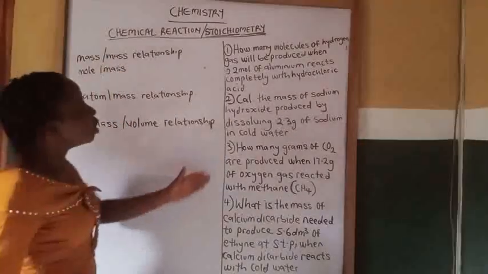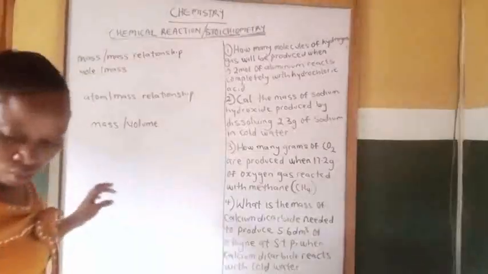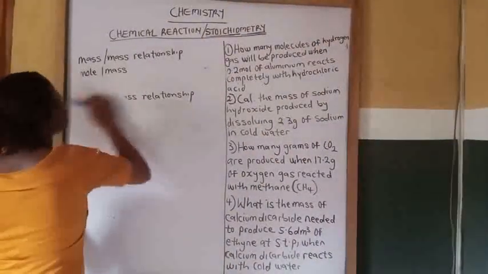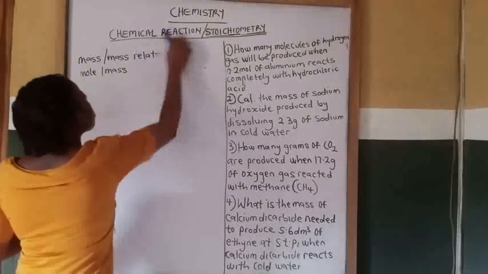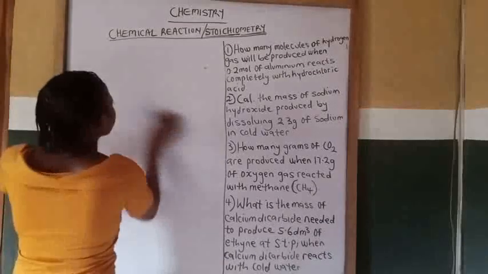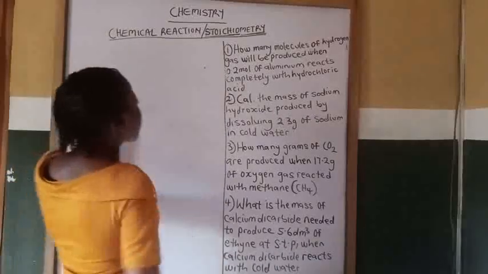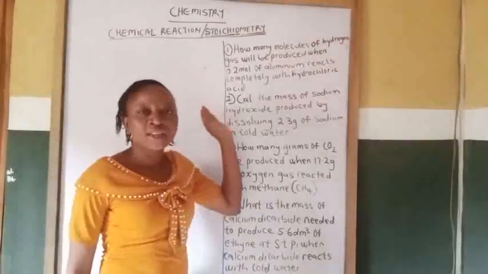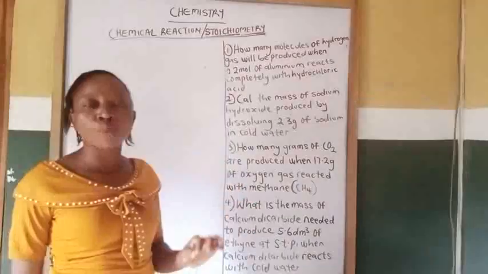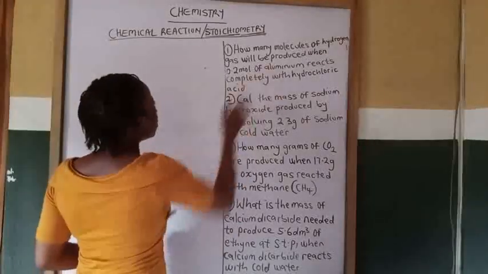So let's start with the following questions. Let's solve the following questions. Then don't forget that the first step to take in solving questions on stoichiometry is to convert our questions in word problem to a chemical equation. Now let's solve this first question.